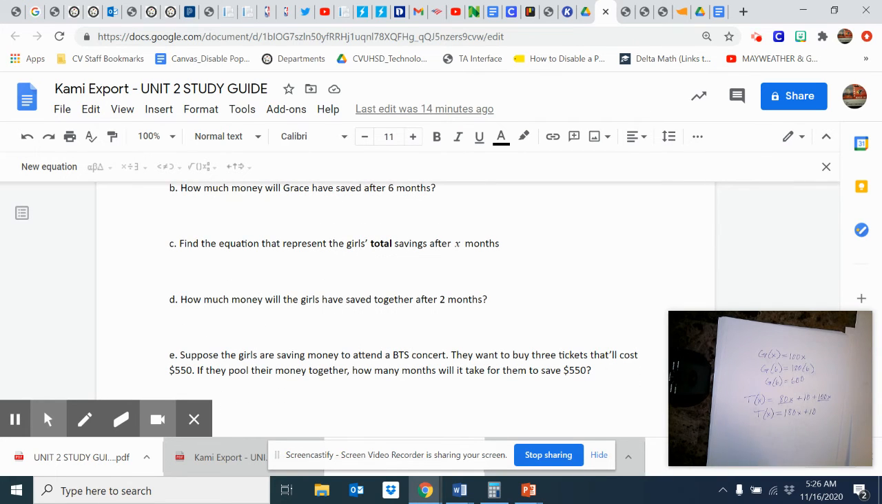How much do they have saved together after 2 months? T of 2, 2 months. 180 times 2 plus 10, which is 360 plus 10. Okay, it's 370. Now we're going to be using the same deal.